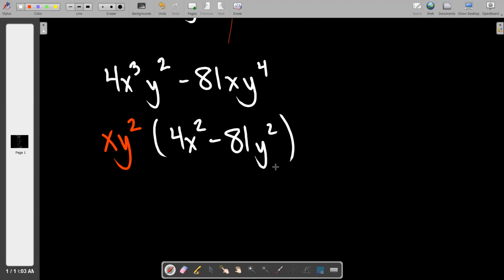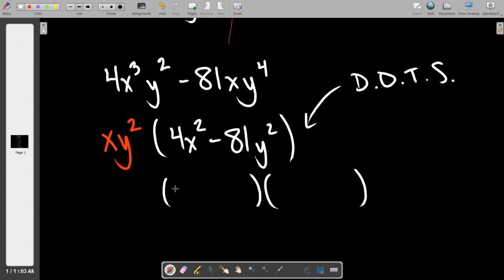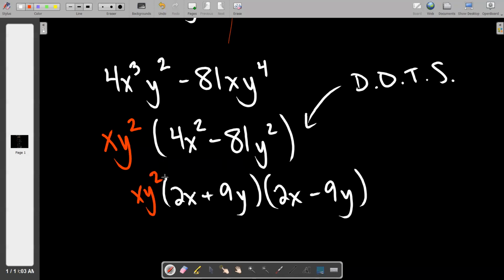Done? What is that white thing? Very good. That's a difference of 2 squares, right? And we recognize that because it's 2x squared minus 9y squared. It fits the mold. And so it's going to factor down very simply, very cleanly, I hope you agree, into square root plus square root times square root minus square root, and then drop your GCF. Done.